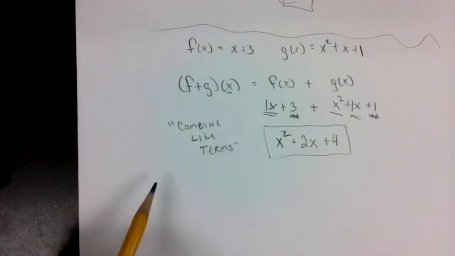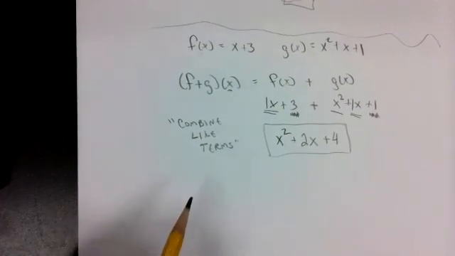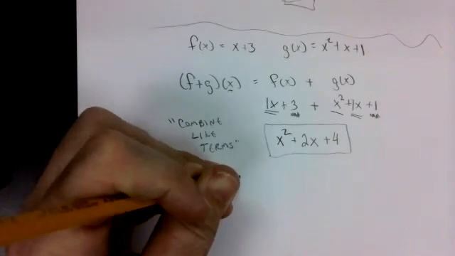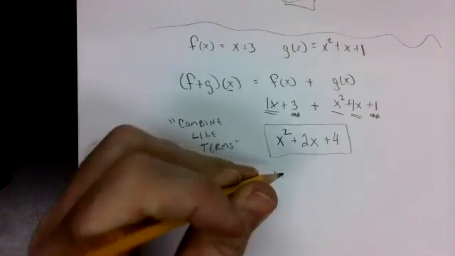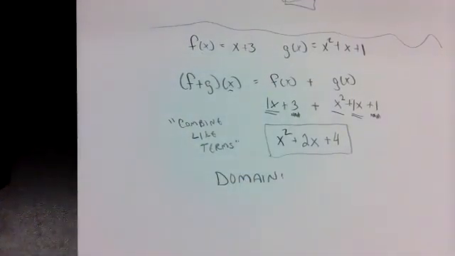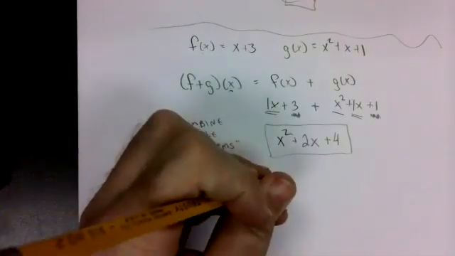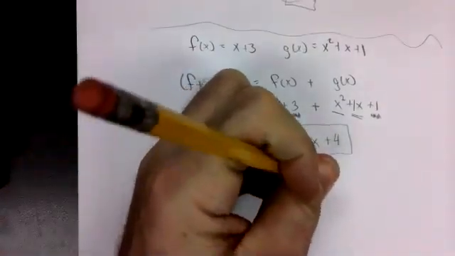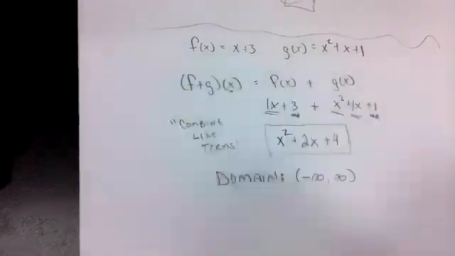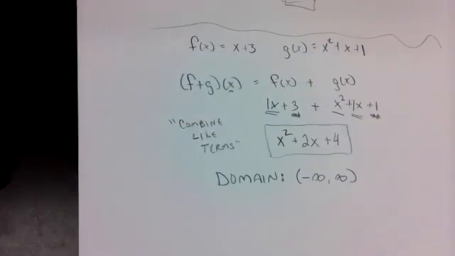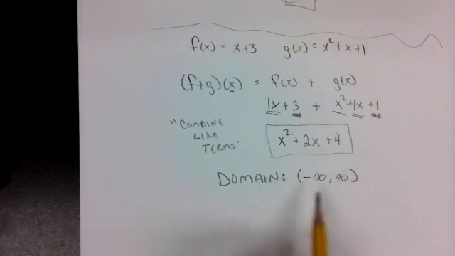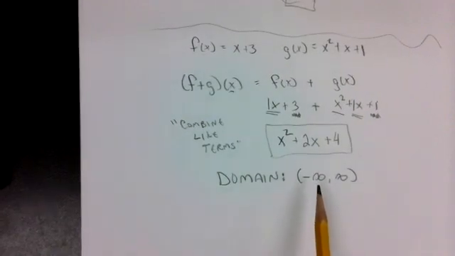Now, also to go back to the previous lesson, 2.1, they may ask you, what is the domain of this particular function? If you remember, domain is almost always all real numbers. And we say it like this. This is interval notation. This says from negative infinity to infinity. It covers every possible number. Most of the time, this is going to be your domain.